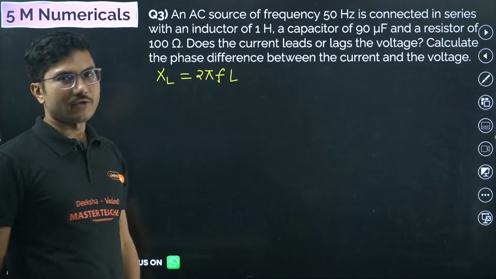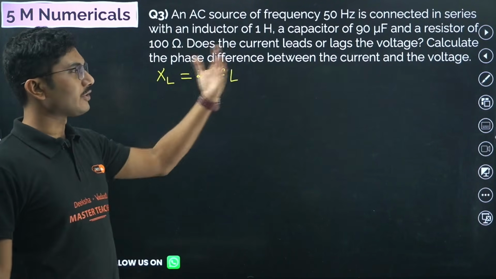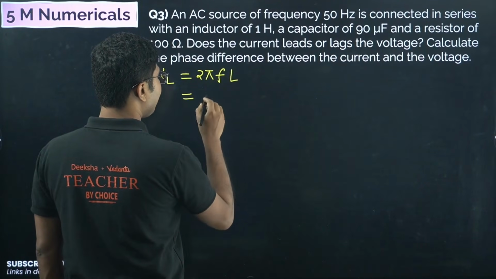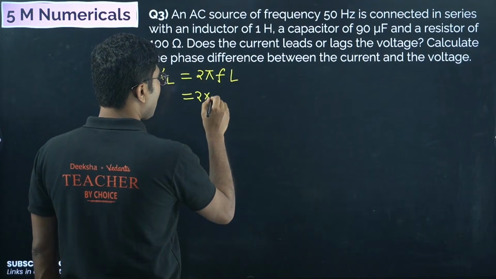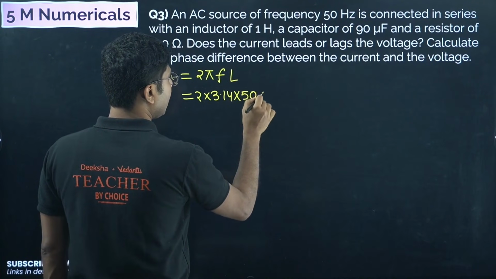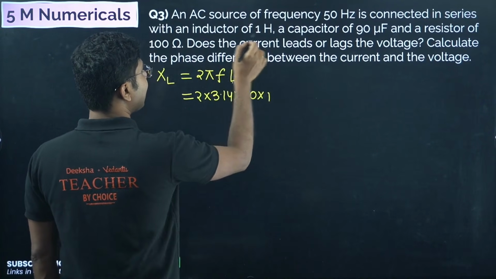Obviously there is a pi involved. The main reason is this. Also in case of XC, we will see the value generally is not very pleasant. So 2 into 3.14 into 50 into 1. The inductor is 1 Henry.